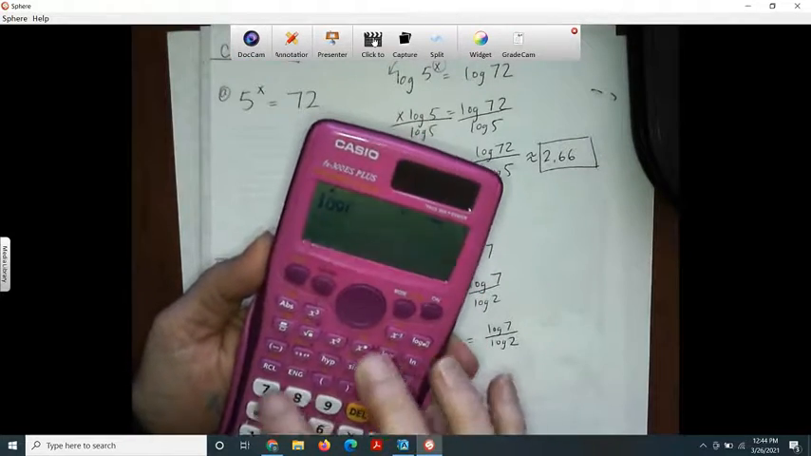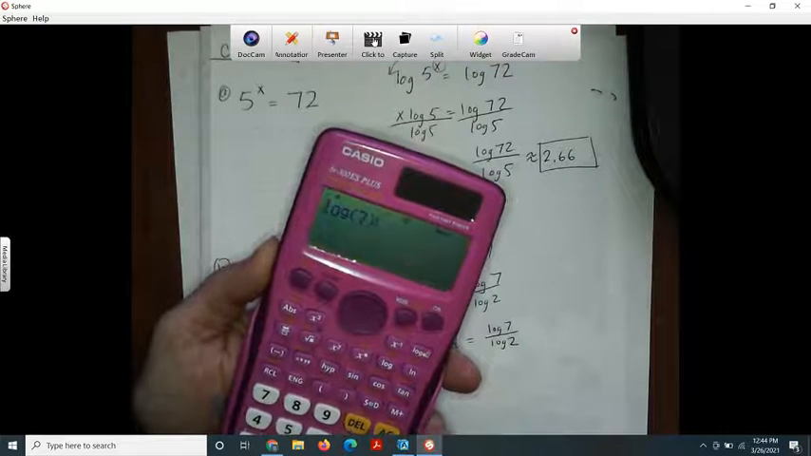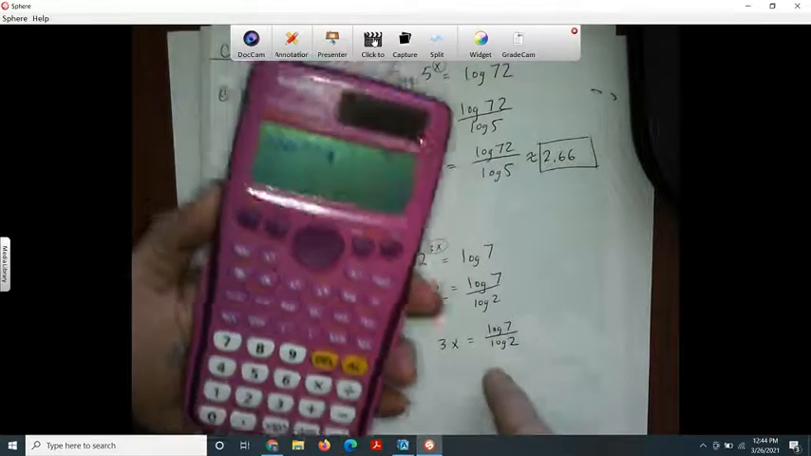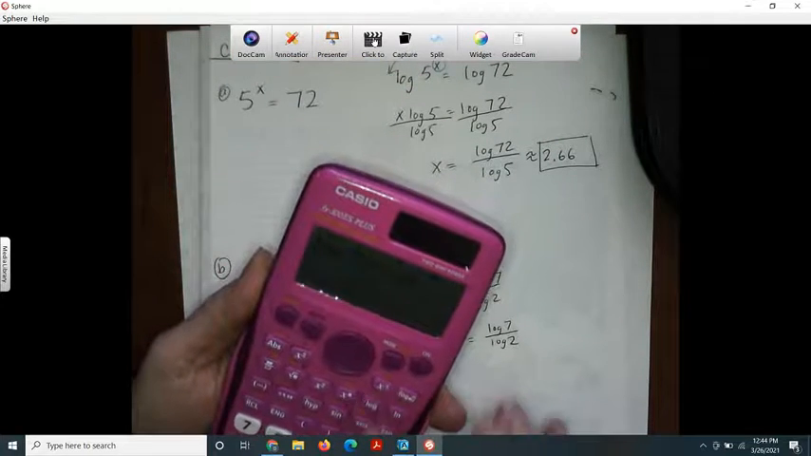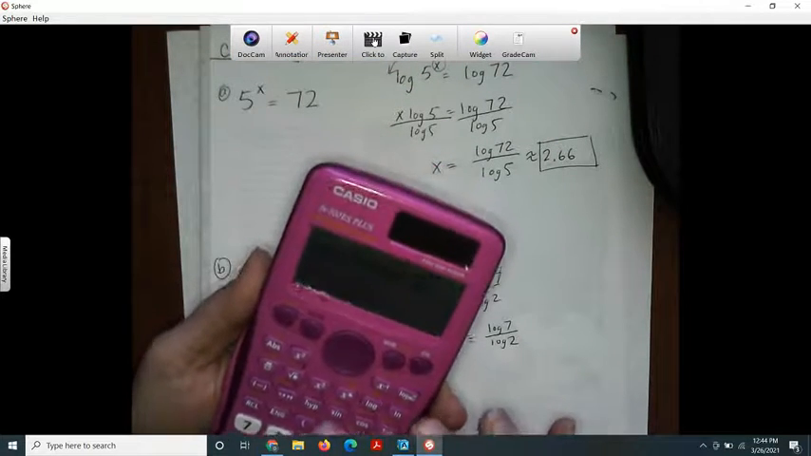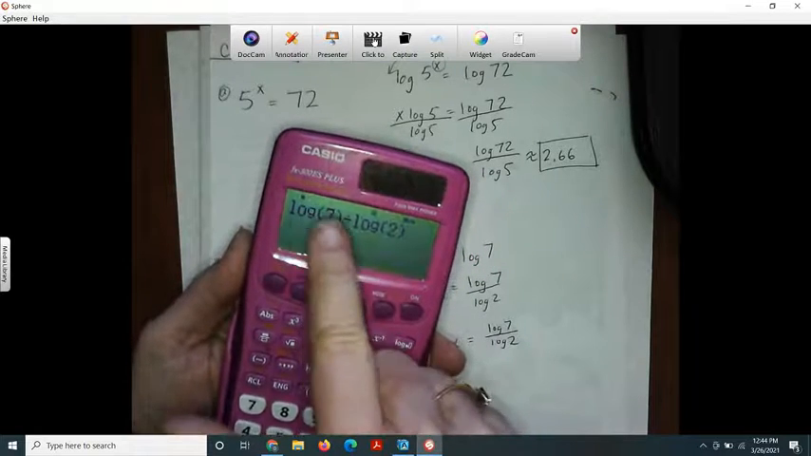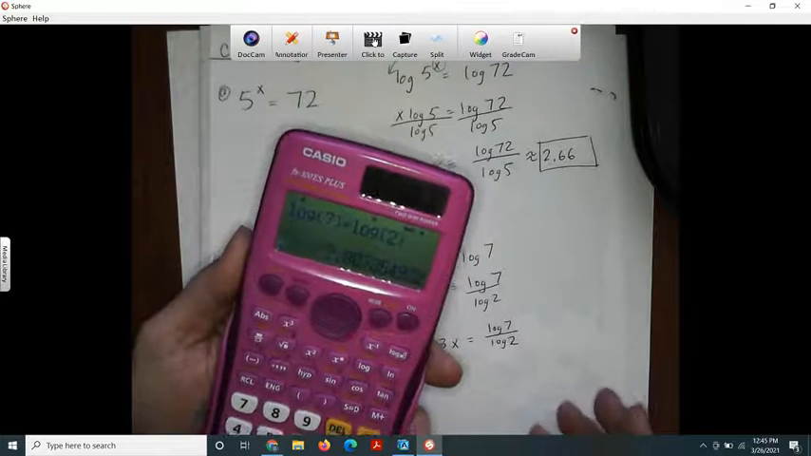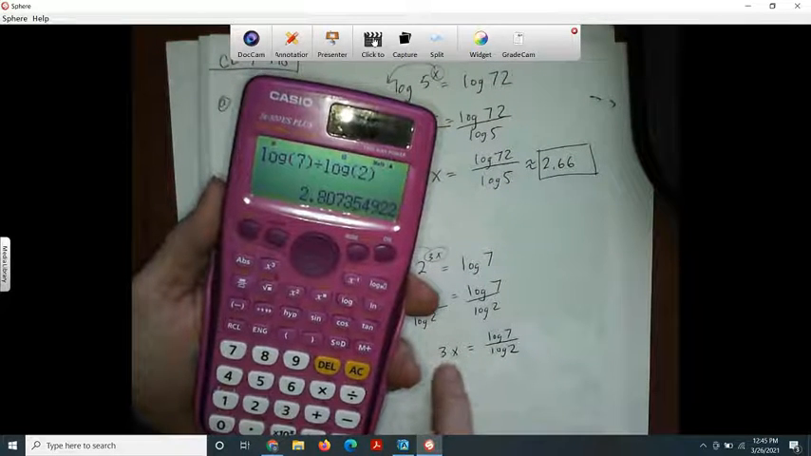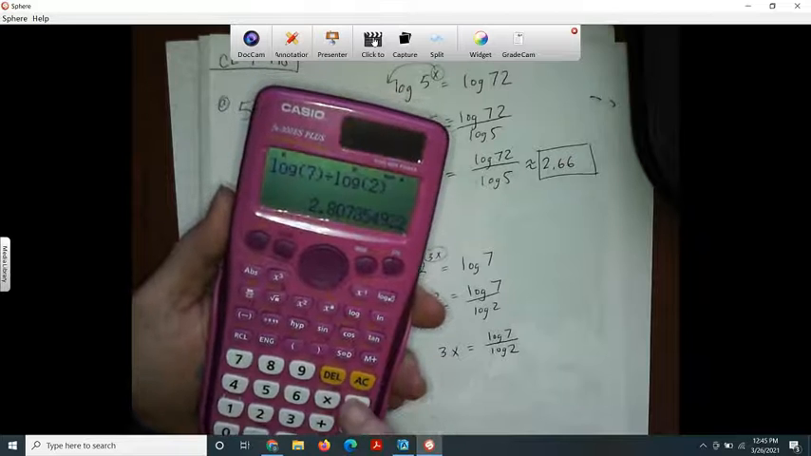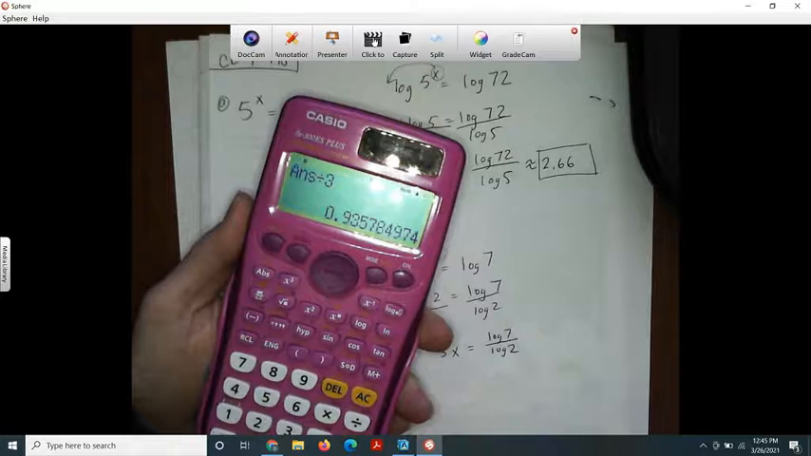I'd go log 7. You could also maybe put some parentheses or something. Let's see what happens if I do it this way. I don't know if my calculator is going to know that I need the log of this divided by the log of this. Get that. And then I would divide it by 3 because of this 3 here. See, this is answer divided by 3. And I get 0.93.